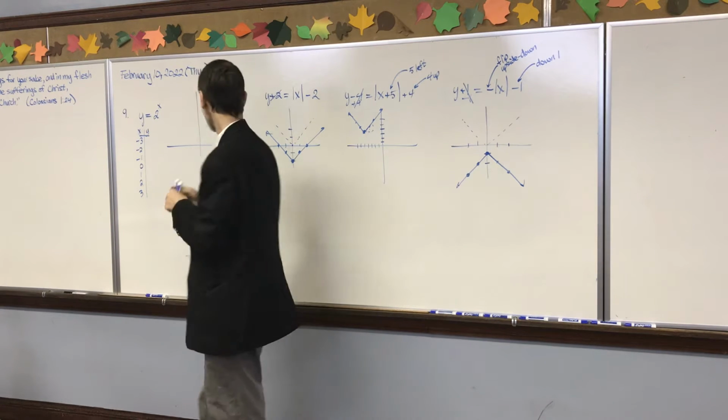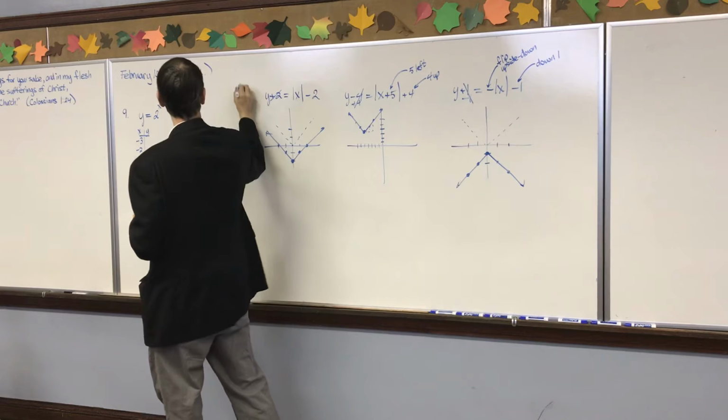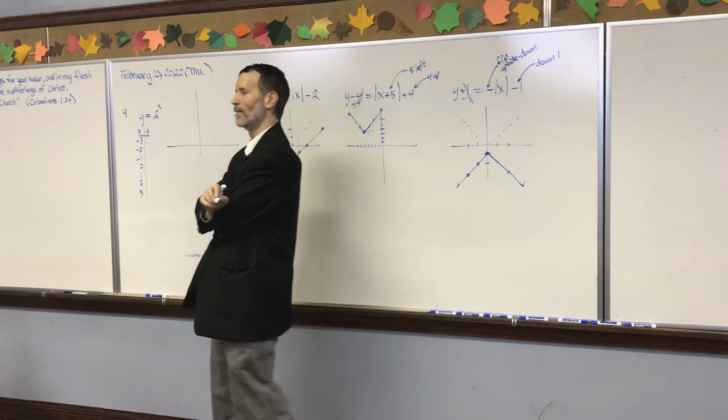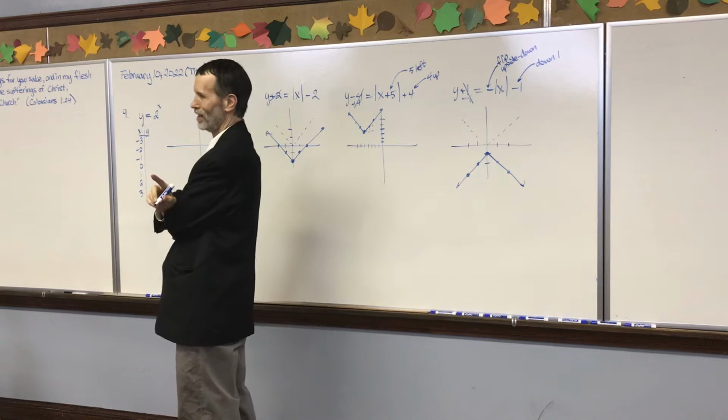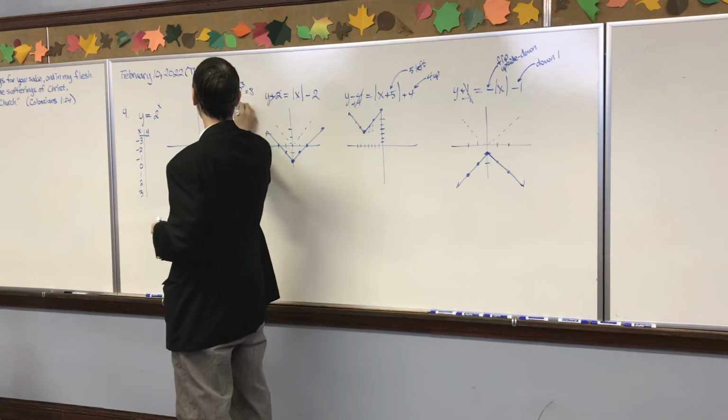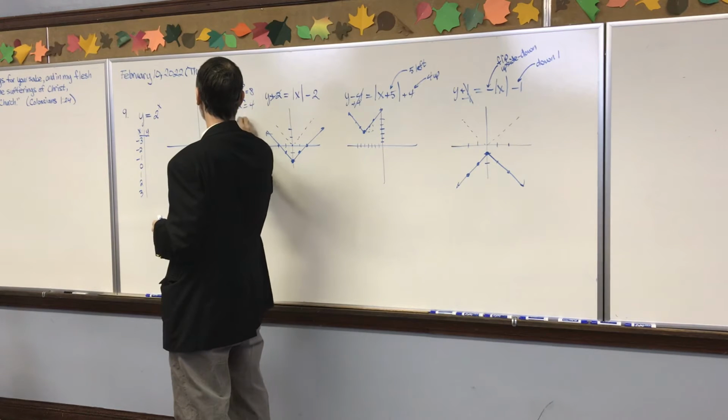What's 2 to the negative? Let's go through the list. Nate, help me out. What's 2 to the 3rd? Yeah. What's 2 squared? 4. What's 2 to the 1st? 2. What's 2 to the 0?